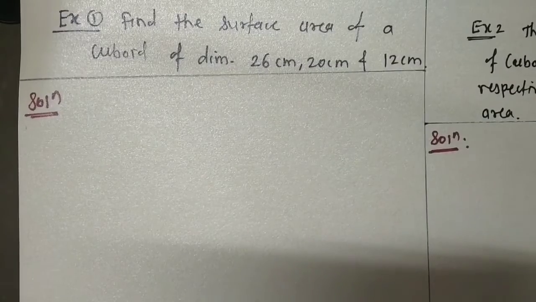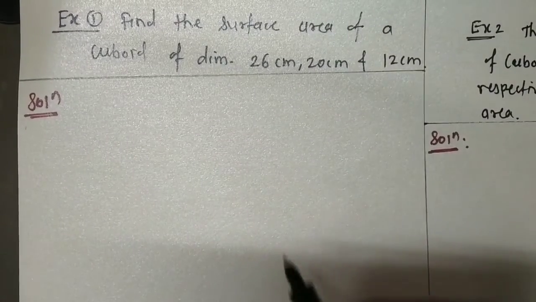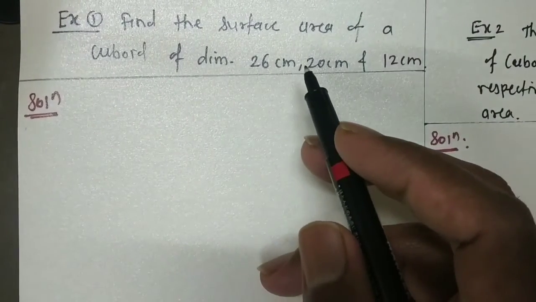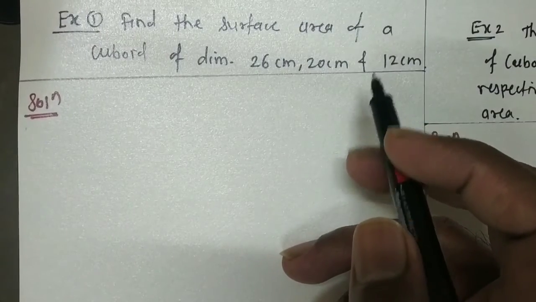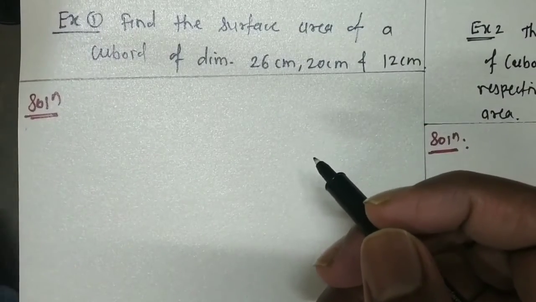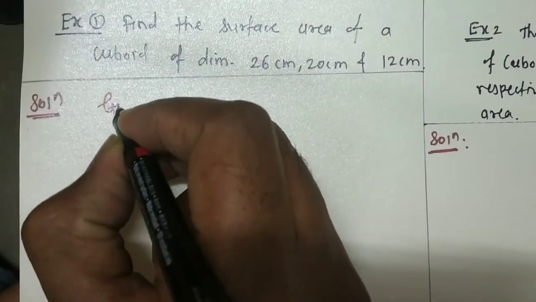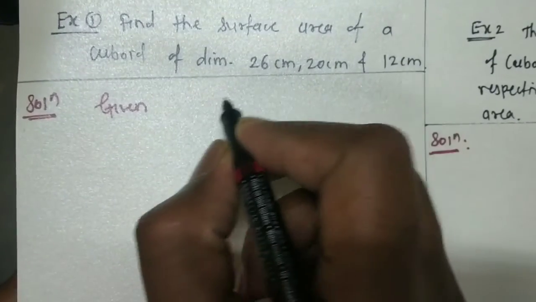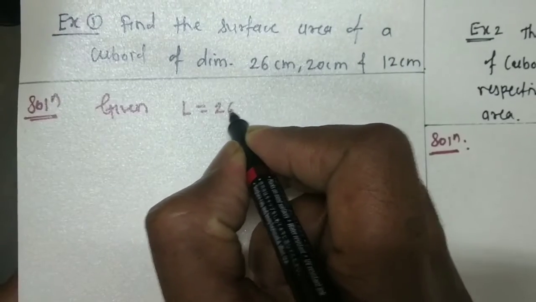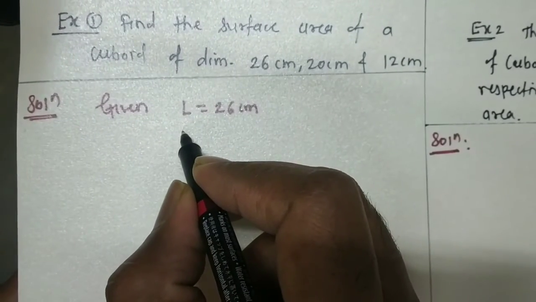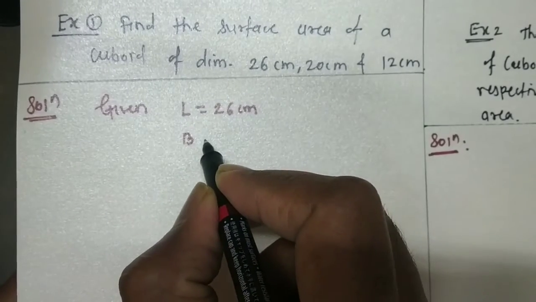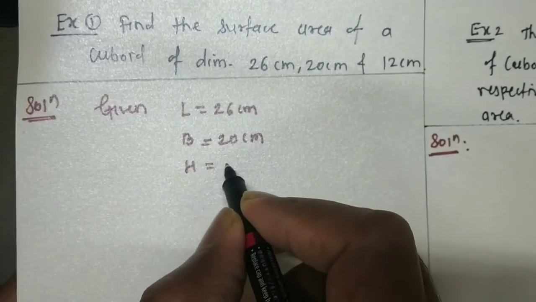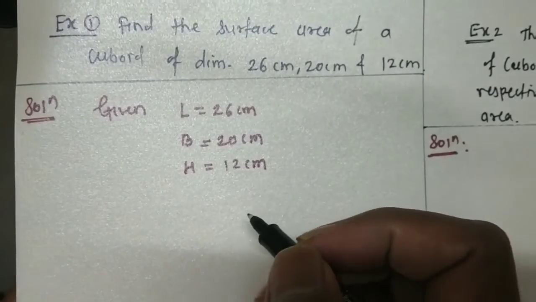Based on these formulas, we are going to learn the first problem. Example 1: find the surface area of a cuboid of dimensions 26 centimeter, 20 centimeter and 12 centimeter. The question is to find the surface area of the cuboid. What are the given things? L is 26 centimeter, breadth is 20 centimeter, and height is 12 centimeter. These are the given things.